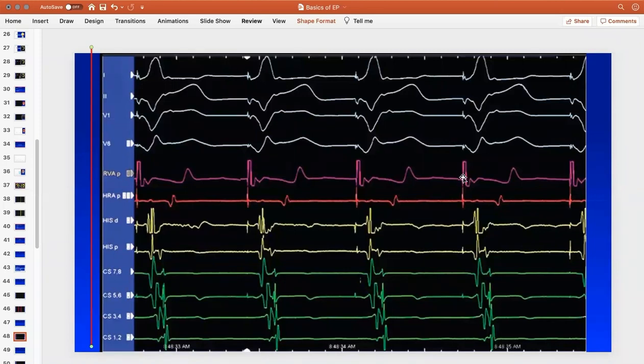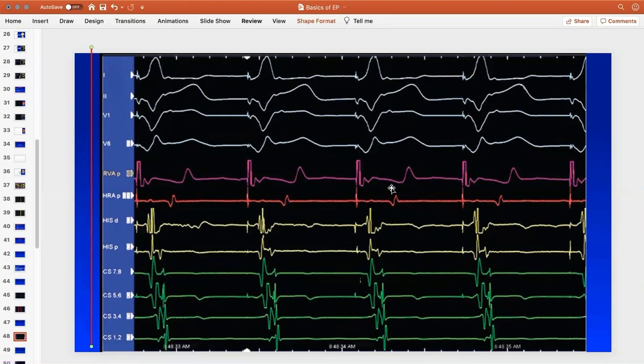So the interval from here to here, from here to here, from here to here, and from here to here, is it constant? Yes. So this has to be caused by this. The impulses, you are capturing the ventricle, so the impulses are traveling to the atrium. So we know that we have one-to-one V to A conduction. Now the biggest question is how the impulses are coming from the ventricle to the atrium. Is it coming through the AV node or is it coming through somewhere else?